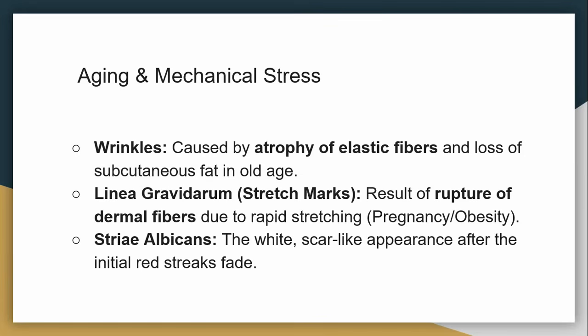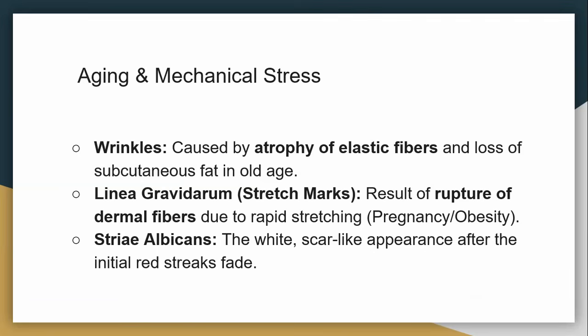Now is the linea gravidarum. Linea gravidarum are the stretch marks, and they appear because when the baby grows inside the womb, the tummy of the female stretches. As a result of that stretch, the connective tissue fibers or the elastic fibers in the dermis break down due to the rapid stretching, either due to obesity or due to pregnancy. That's known as stretch marks. If it's pregnancy, this will be linea gravidarum. Gravid is the term for pregnancy. Or if it's only obesity, as can be seen in any obese person, then these are simply known as stretch marks.